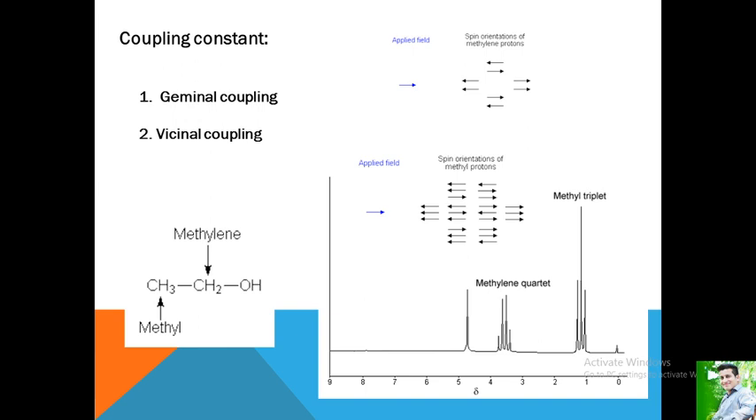Hence, the methyl peak splits into three, with the ratio of areas 1 to 2 to 1. Here we can see this is the 1, then this is the 2, and this is the 1. So 1 to 2 to 1.